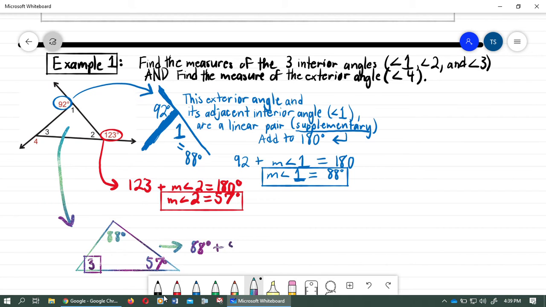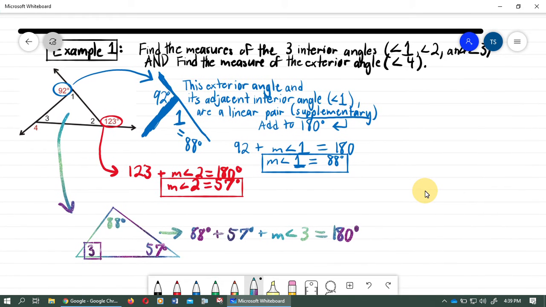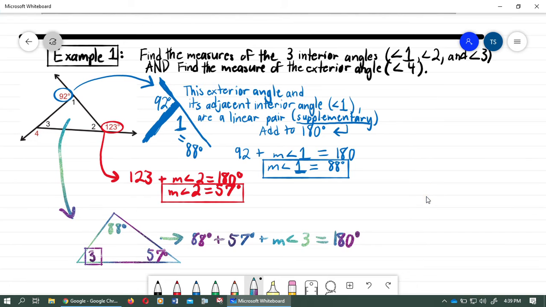So 88 degrees plus 57 degrees plus the measure of angle 3. All 3 of these interior angles for this triangle have to add to give us 180 degrees. And again, folks, that's what we talked about in our most recent lesson. So this shouldn't be new for you, my students enrolled in my classes at our school.